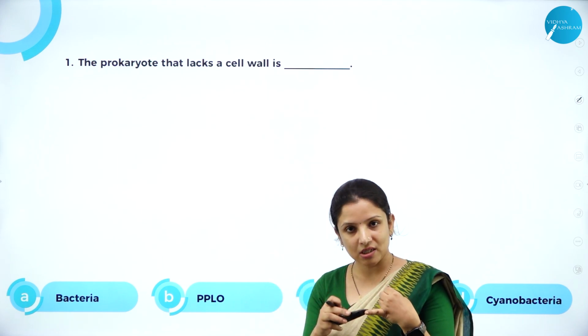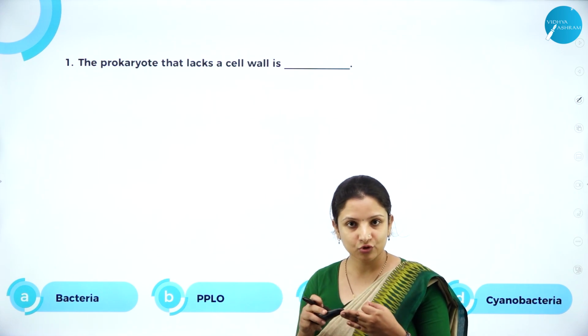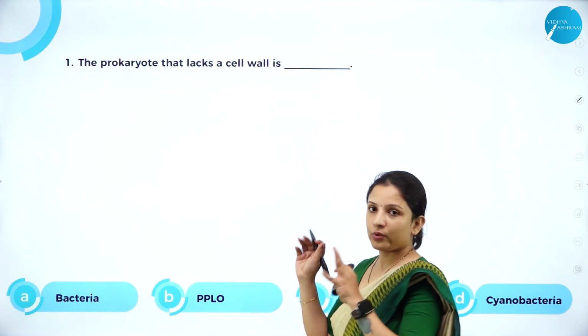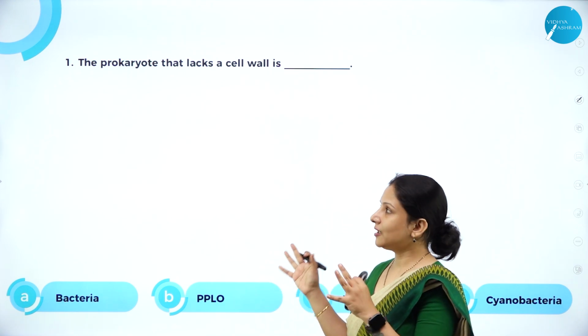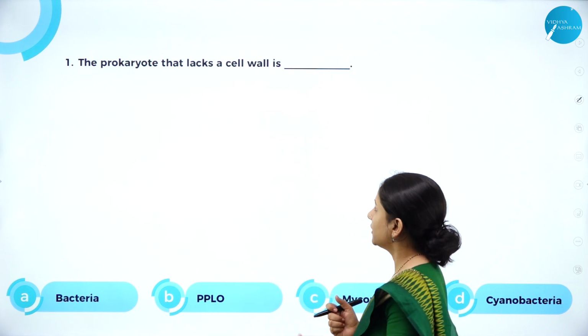We got to know about the DNA, the plasmid, then we got to know about the ribosomes and some of the inclusion bodies as well as the gas vacuole. So now we have an idea about the prokaryotic cell, what it is made up of. Let's learn some of the MCQs under it.